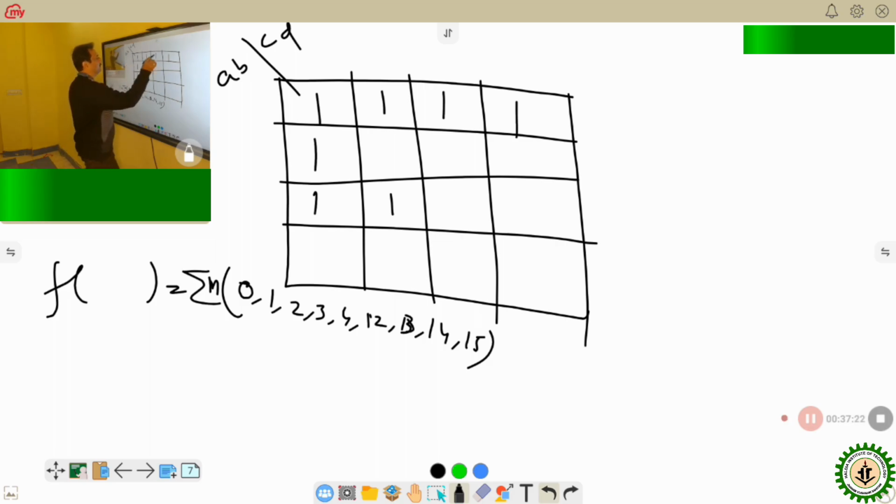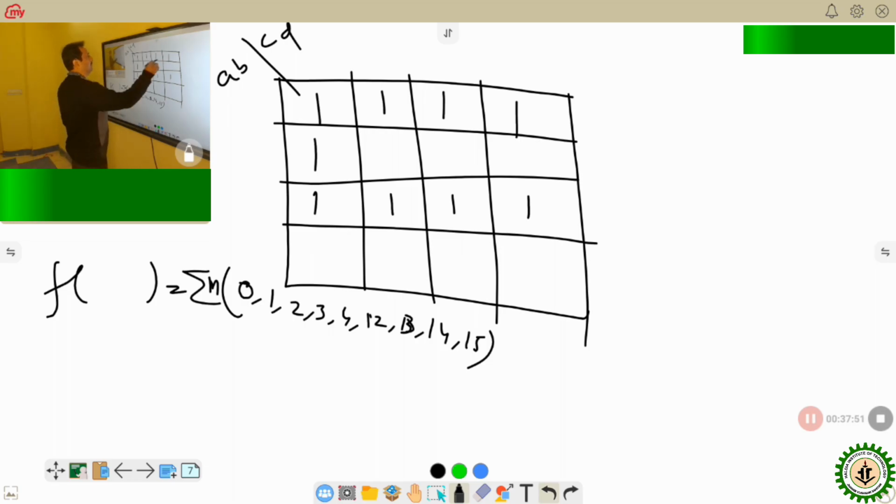0, 1, 2, 3, 4, 5, 6, 7, 8, 9, 10, 11, 12, 13, 14. So this is the example of a 4-variable K-map.